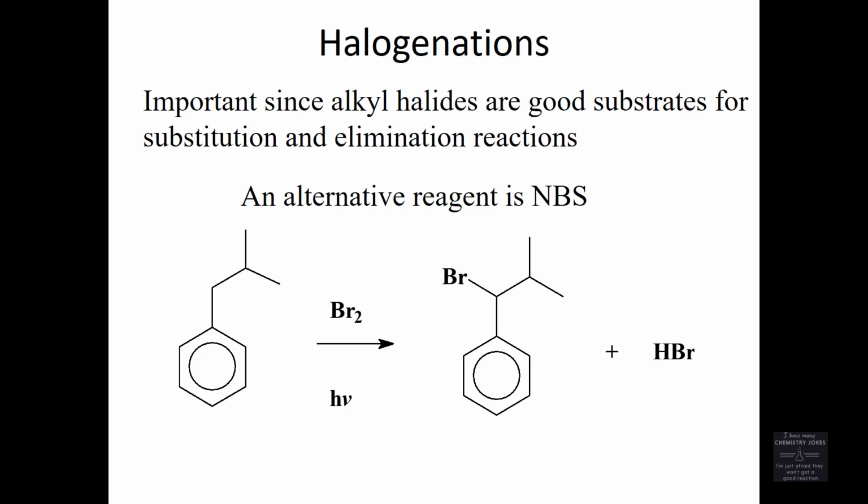You can also add NBS with peroxide. That does allylic/benzylic bromination specifically. Remember, NBS is N-bromosuccinimide. That's this guy. N-bromosuccinimide, NBS. That's a specialty reagent that does allylic benzylic bromination only.